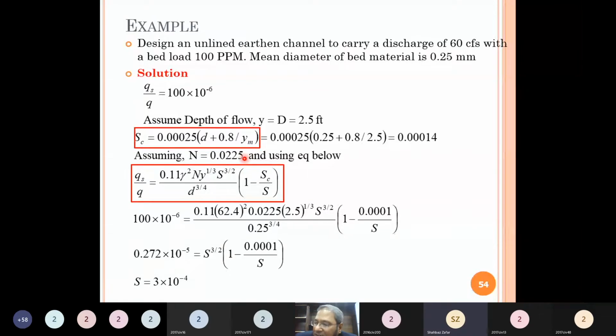Shehbaz, I will remind you that there is a table you can consult for determining the value of Manning's n. Okay, shall we move on? So we got this value of the longitudinal slope.